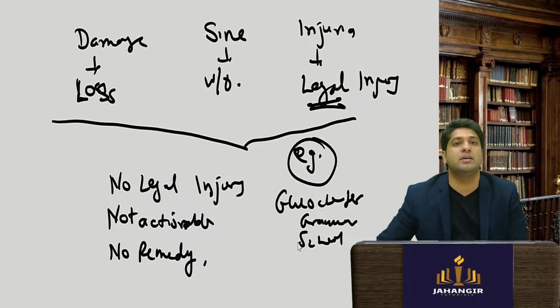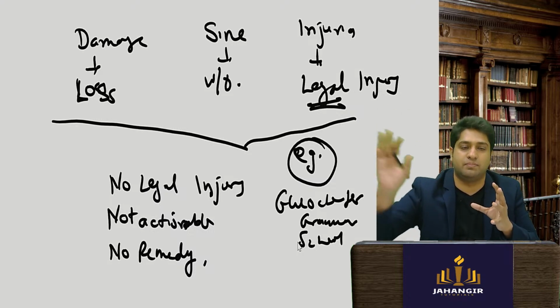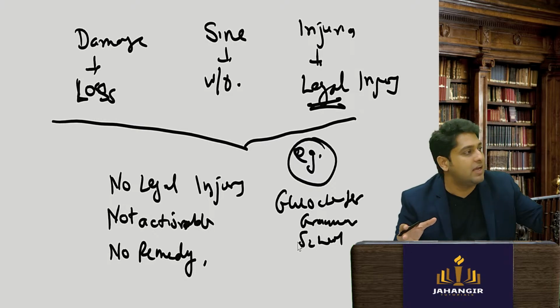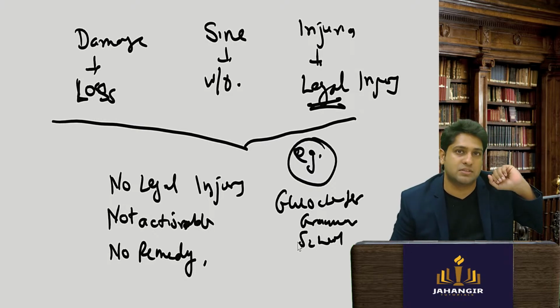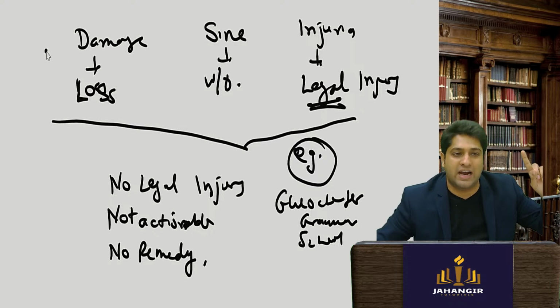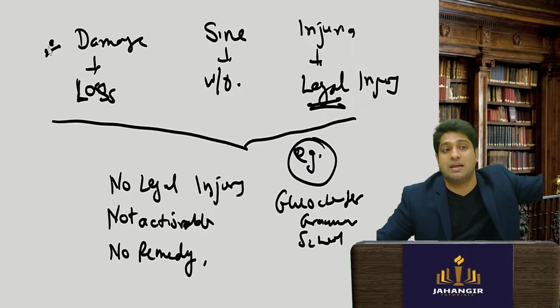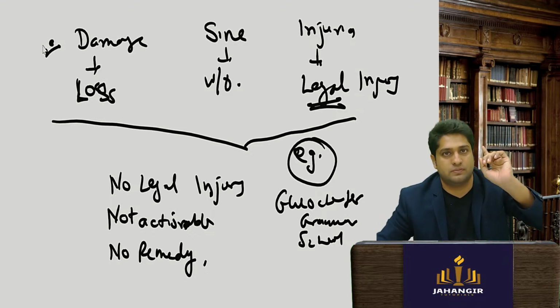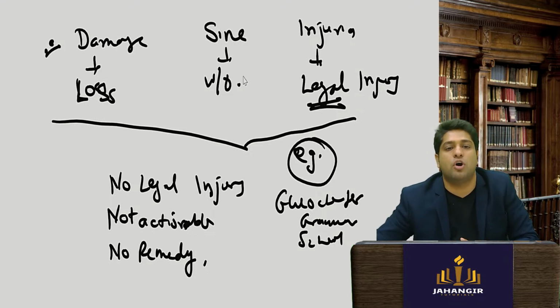What happened here is a rival was set up. So from here in my institution, some people left and they started a competing business. So obviously this act of starting a competing business, my employee started a competing business. So it amounted to loss. But in eyes of law, there is no legal injury.